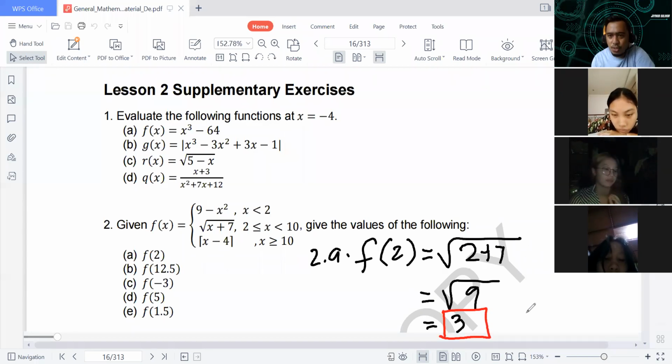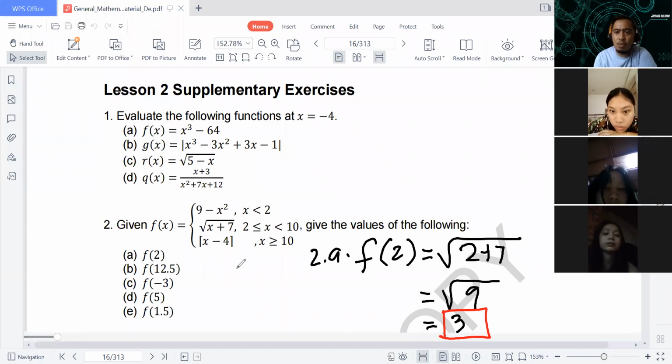Any questions? I will repeat the very first thing that you will do. You will determine which of these answers in your piecewise function will be used. Which restriction this value of x belongs to. If it belongs to the first, or to the second, or to the third. So you should be careful with that. If you selected it wrong, then automatically your answer is wrong. Okay? 2A is done.